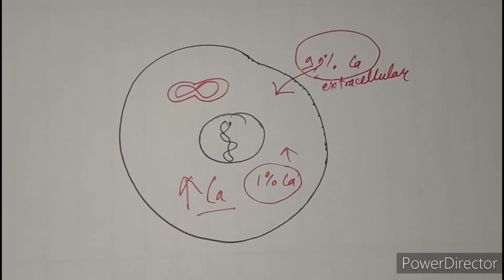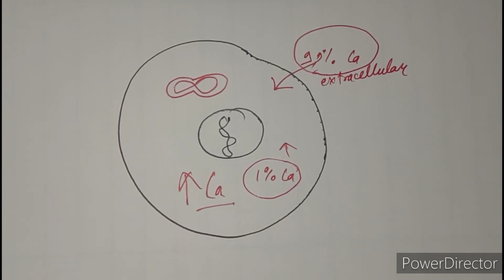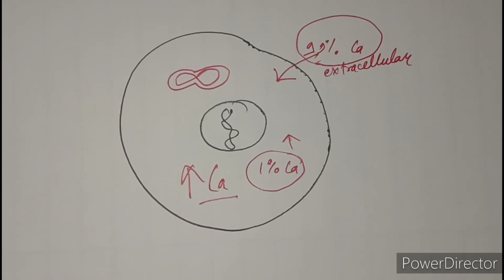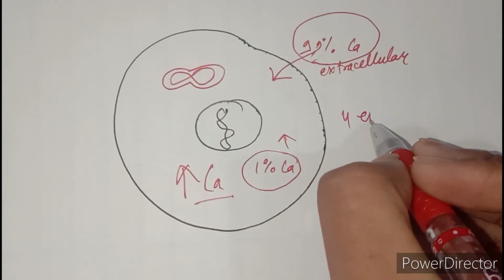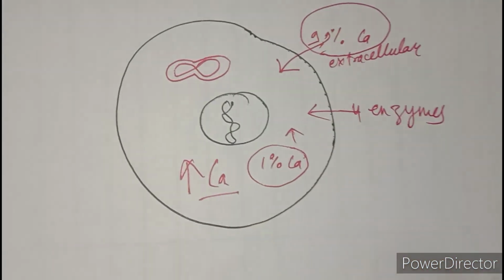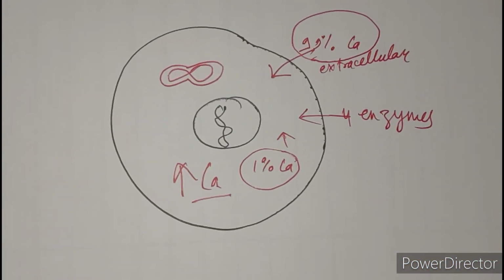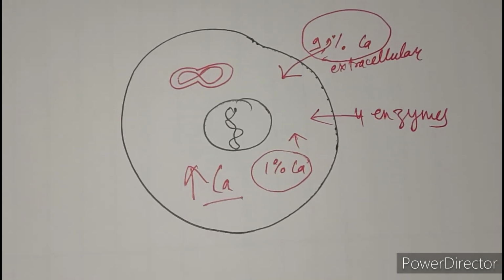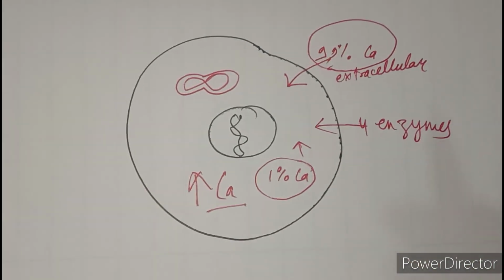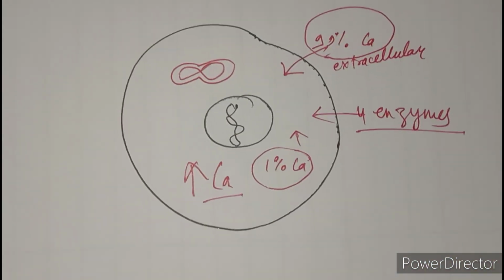Now, due to increase in the calcium in the cytoplasm, what will happen? So there are 4 enzymes present in the cytoplasm. The calcium is activator of those enzymes, and when this calcium comes in the cytoplasm, these 4 enzymes get activated.